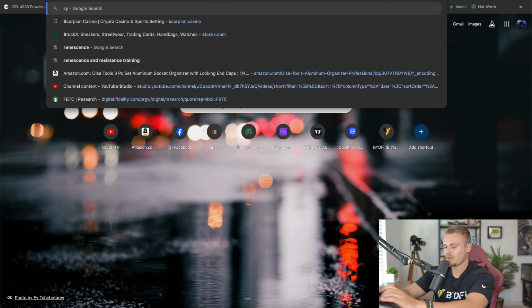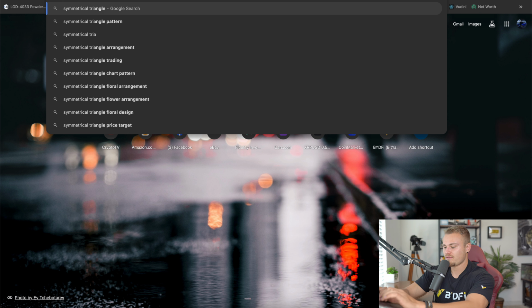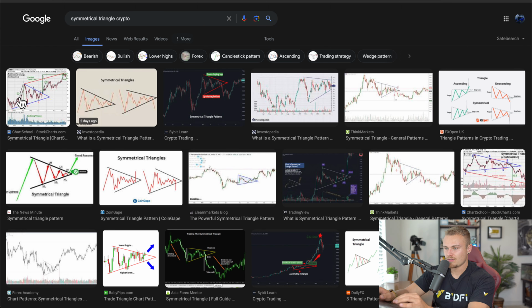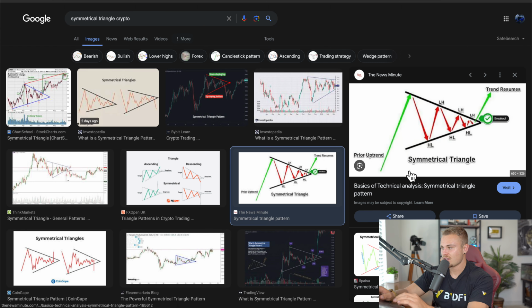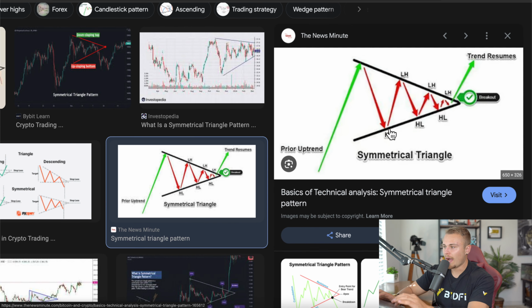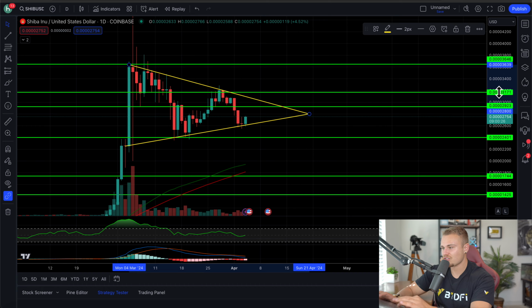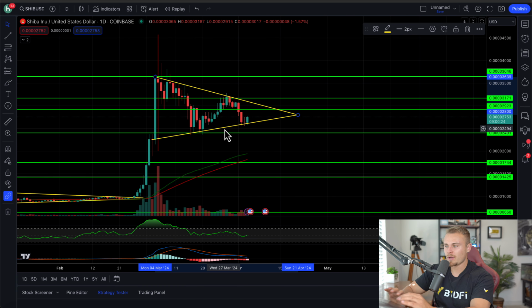Because if I pull up what a symmetrical triangle for crypto looks like, you'll get a very nice movement right here. Kind of like this. Symmetrical triangle. Beautiful. Higher lows and lower highs come to a point, the trend resumes. And it typically is the prior uptrend. So it continues that. Because we broke into this, it would continue onwards after we see that break, which is very exciting. So now we can pretty much pinpoint when this break is.